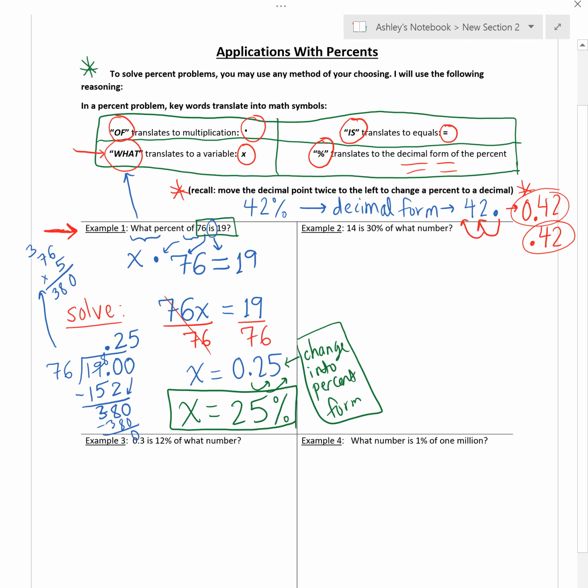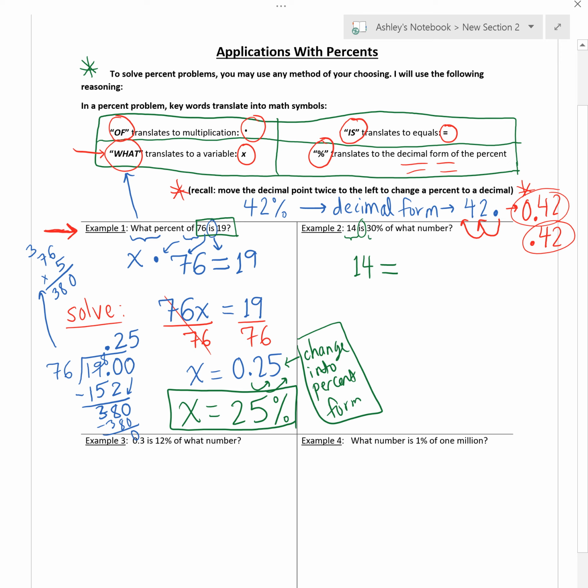Let's see. So example 2. And again, I'm going to try to translate it word for word as they say it. So from the very left, the first thing they say is 14. I'm just going to write that down, 14. And then the next word is, what did we say that was code word for? Oh yeah, equals. That's right.